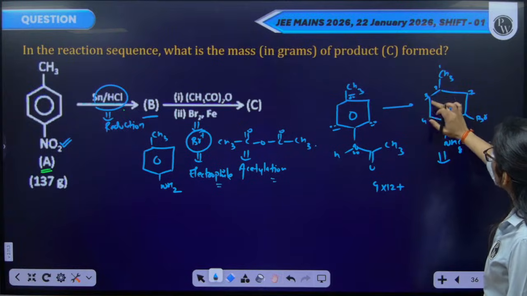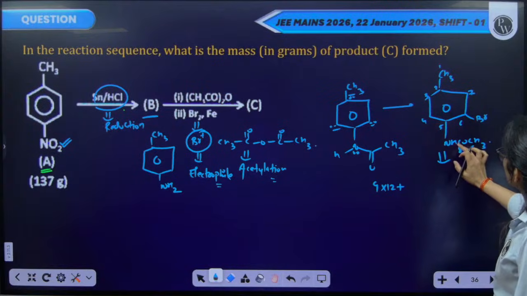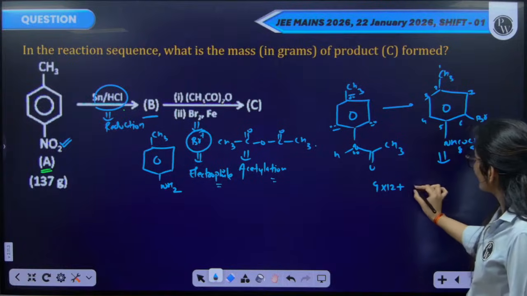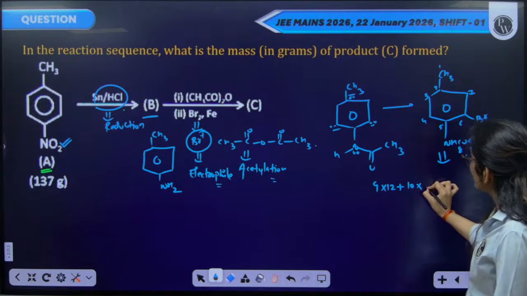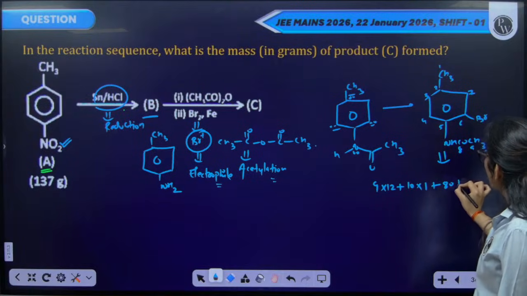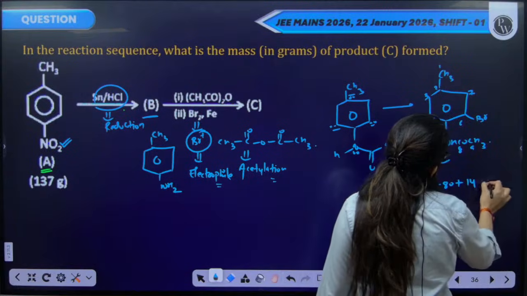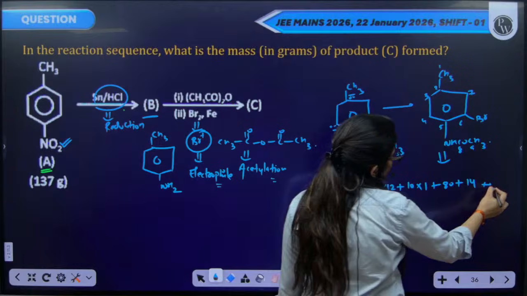Count the hydrogens: 3, 1 is 4, 1 is 5, then this is 6. After 6, 1 is present over here, that is 7, and then you can see 3 are here. So 7 plus 3 is 10. For hydrogen the atomic mass is 1. For bromine you can take it as 80, and for nitrogen it is 14. Then oxygen is also left. How many oxygens are there? Only one oxygen, and for oxygen it is 16.